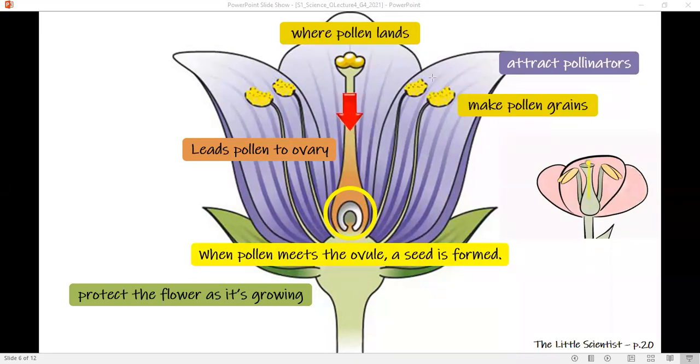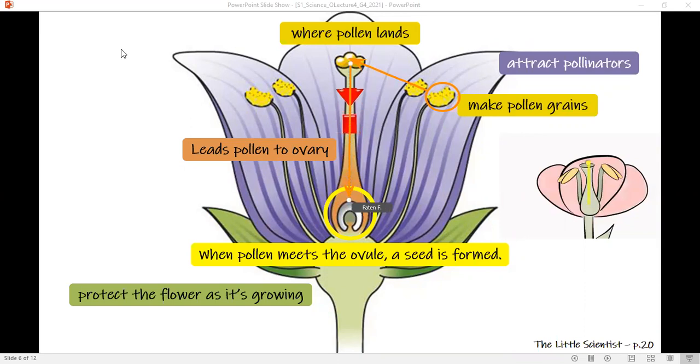And again, here is the anther. On the anther, you will see the pollen grains. Pollen grains need to be moved from the anther to the stigma. Once a pollen grain is on the stigma, it will use the style to move down to the ovary.